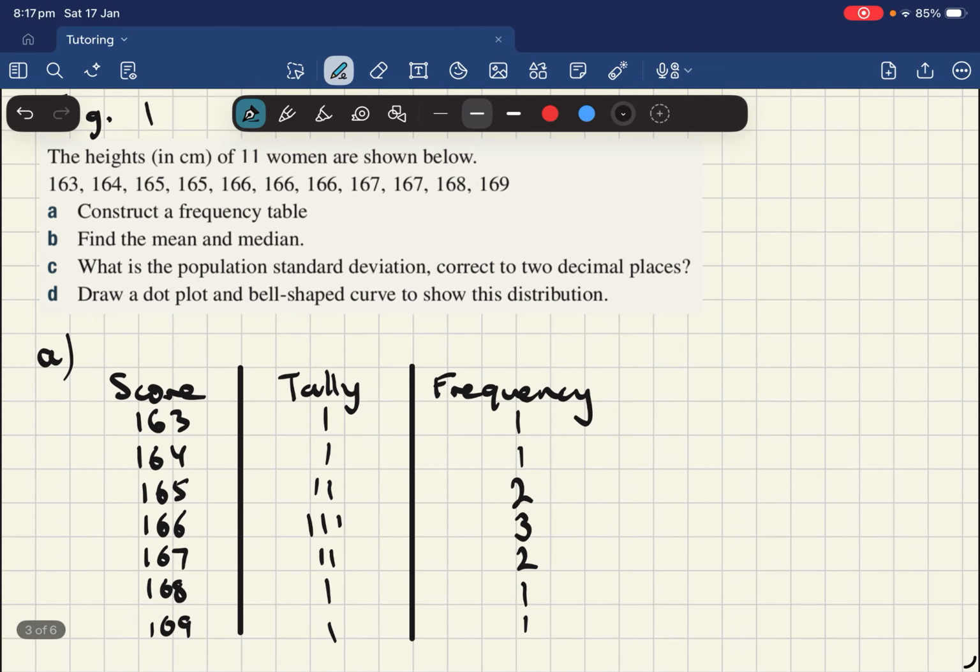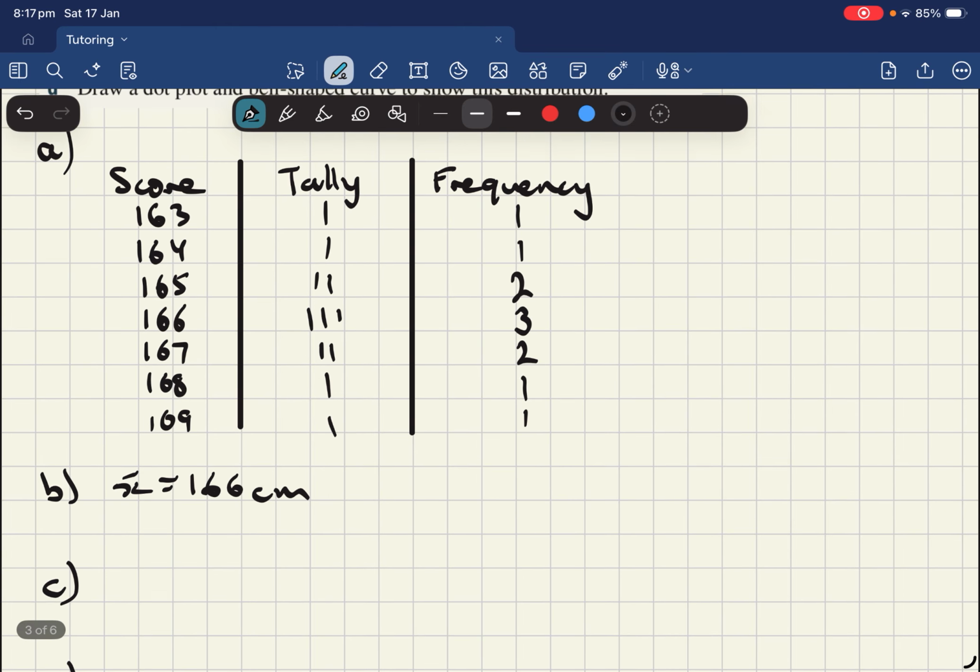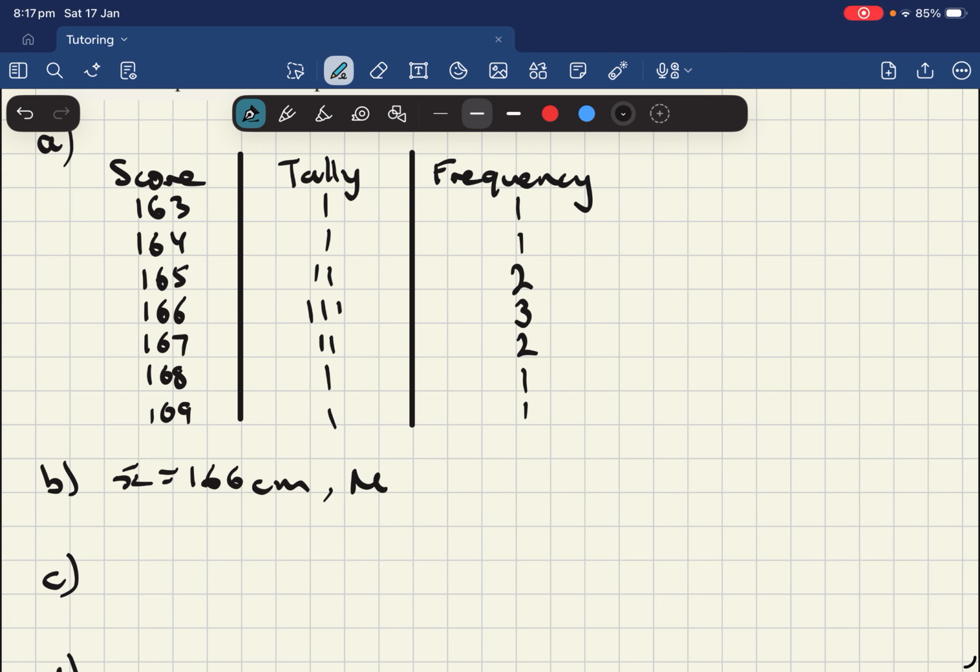Now, our median, remember, is our middle value. So our numbers are already arranged from smallest to largest. We just want to find the middle value. So we can cross off the ends and work our way towards the middle. And we can see that 166 is our middle value. So the median is 166.